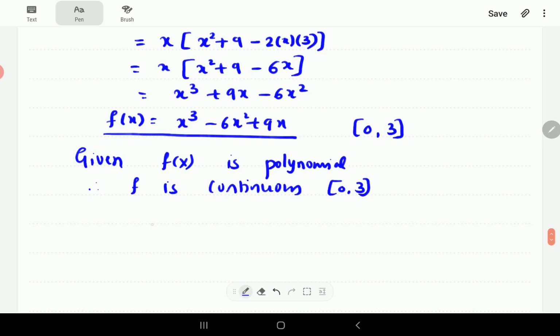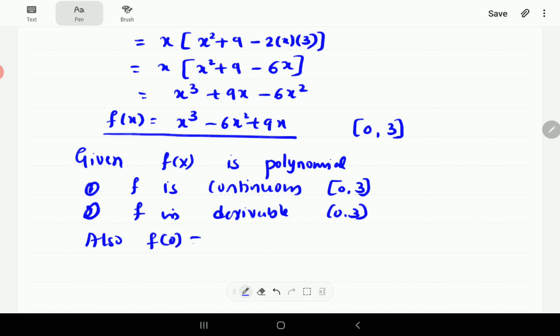So also f is derivable in the open interval 0 comma 3. This is the first condition, this is the second condition. Also let us check f at the point 0. What happens? This is 0 minus 6 into 0 plus 9 into 0, which is 0.